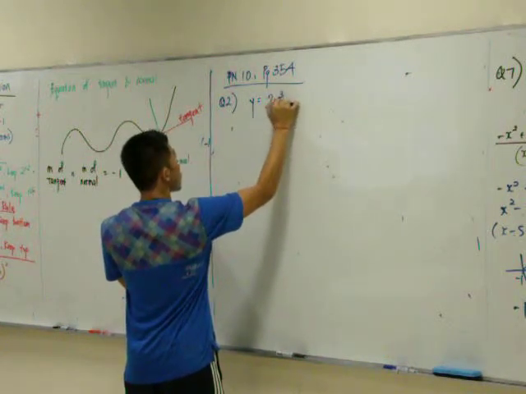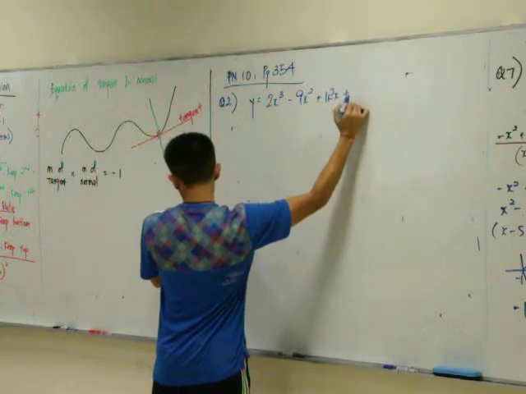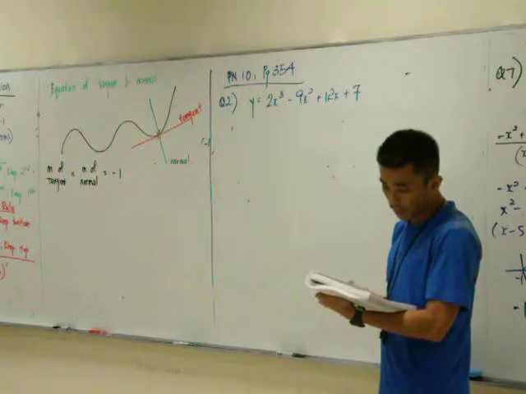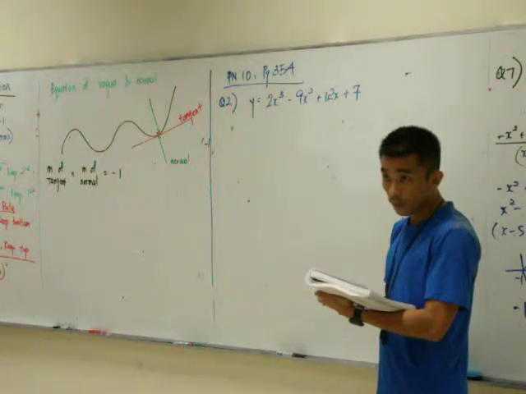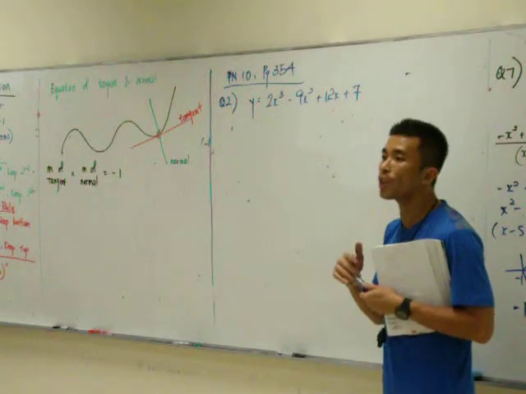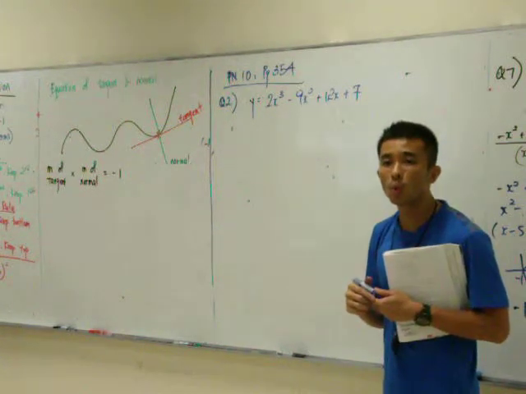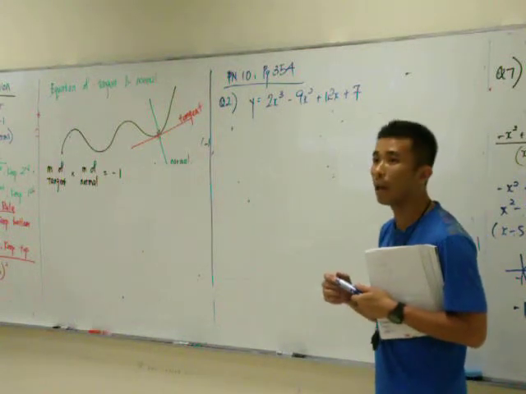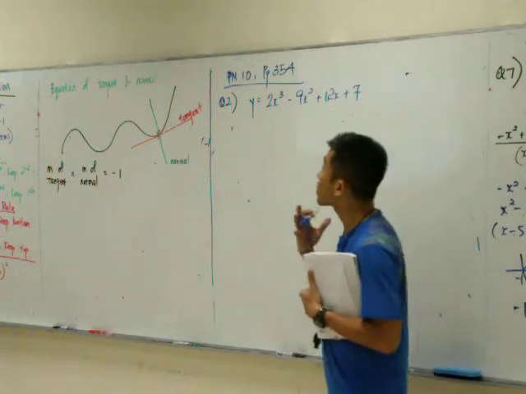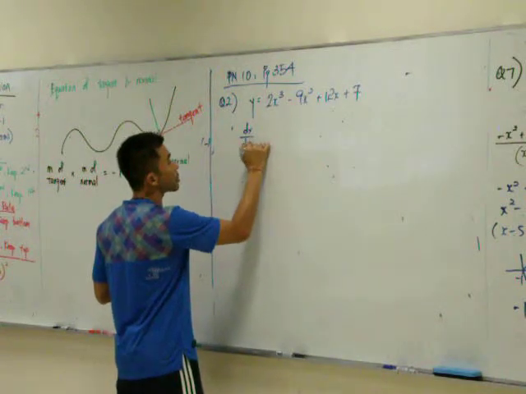Find the equation of the tangent and the normal to the curve y equals 2x cubed minus 9x squared plus 12x plus 7 at the point where x equals 1 half. Okay, so the question is very straightforward. Find the equation of the tangent. Remember, the first thing that comes to your mind when you see the word tangent, what do you do? Draw line? No need to draw line. Just associate with gradient. And we associate gradient with dy/dx, right? Very quickly, can you tell me how to differentiate this one?